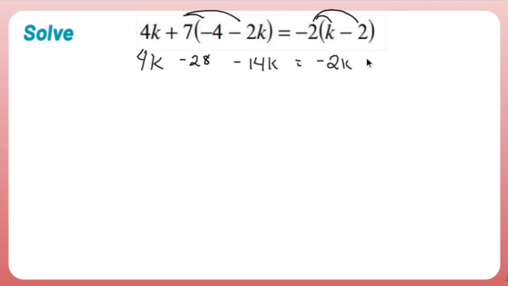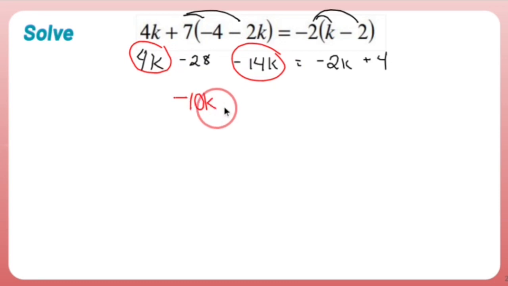Negative 2 times negative 2 is positive 4. All right. After we distribute, we should probably try to combine like terms on either side. So I have 4k over here. I have minus 14k, and that gives me negative 10k. Nothing happens with negative 28. Nothing happens with negative 2k, and nothing happens with 4.